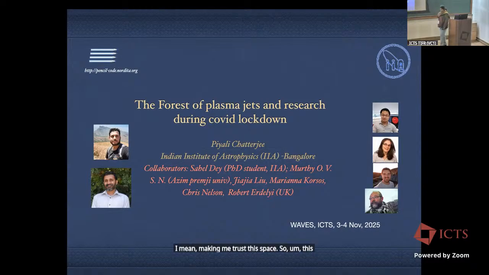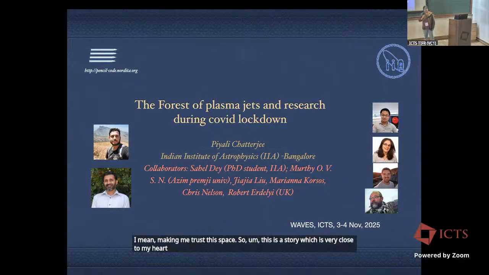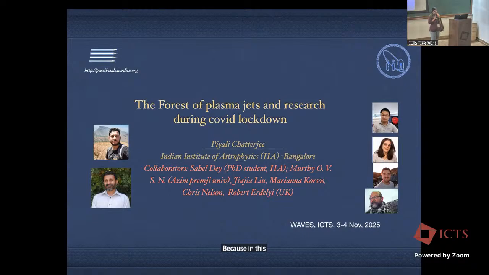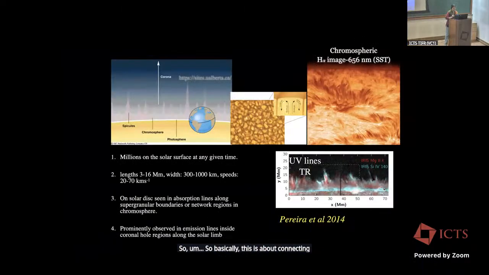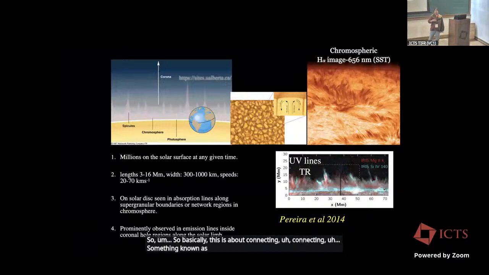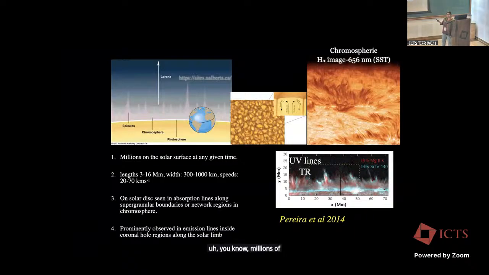So this is a story which is very close to my heart, because in this science, I could involve my family. So basically, this is about connecting something known as solar spicules, which are millions of plasma jets on the surface of the sun, with something that you can do in the lab. Some experiments, some tabletop experiments that you can do in the lab.